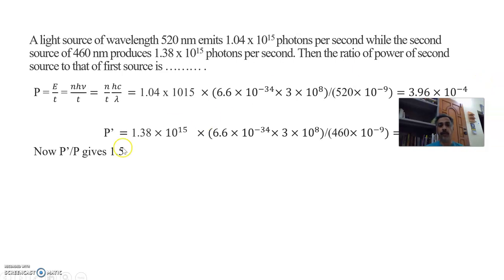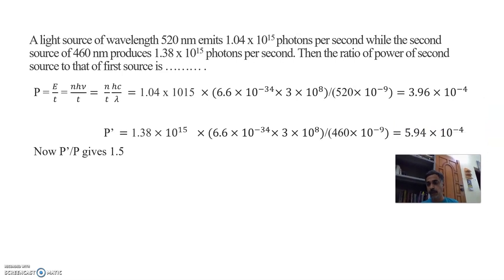Similarly we apply it for the second source. For the second source, we change the wavelength, we change the N, that's all. So we change N as 1.38 into 10 power 15, right? We change the wavelength, instead of 520 we substitute 460 nanometers, 460 into 10 power minus 9 meters. What we are going to get is 5.94 into 10 power minus 4.